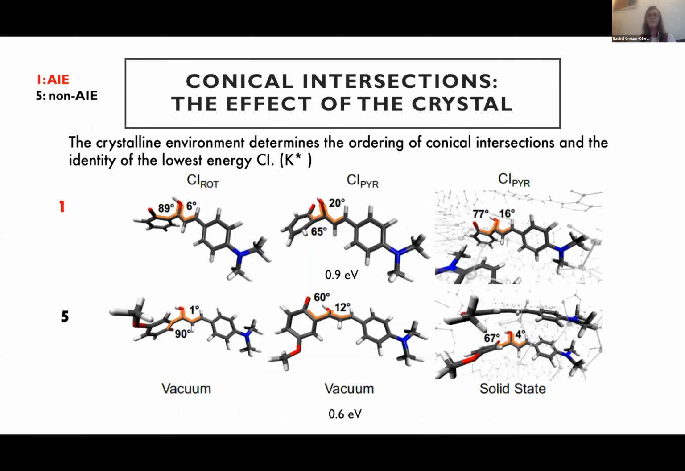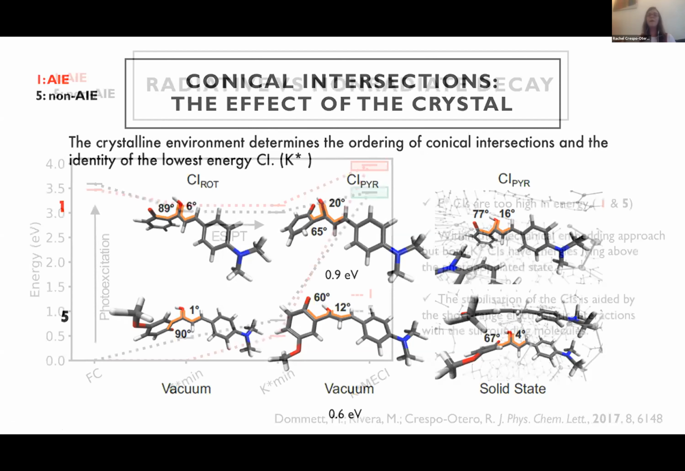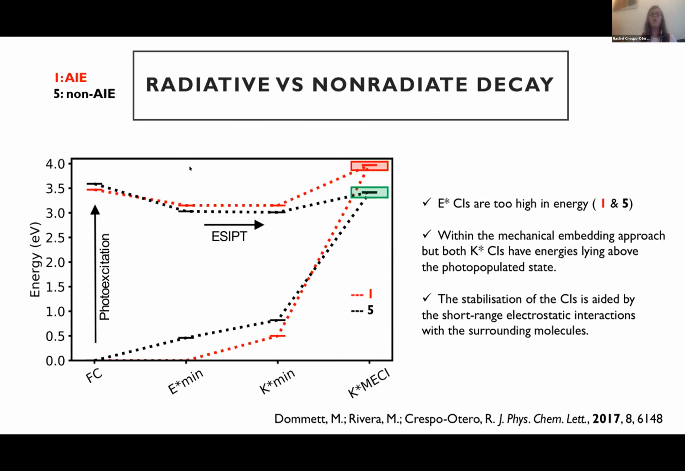What do we get in terms of the geometries of this? If we compare the conical intersections that we get in the solid state and in vacuum, you will see that the conical intersections in the solid state are a little bit more rigid. The rotations are, of course, restricted in the solid, and the dihedral angles are smaller.